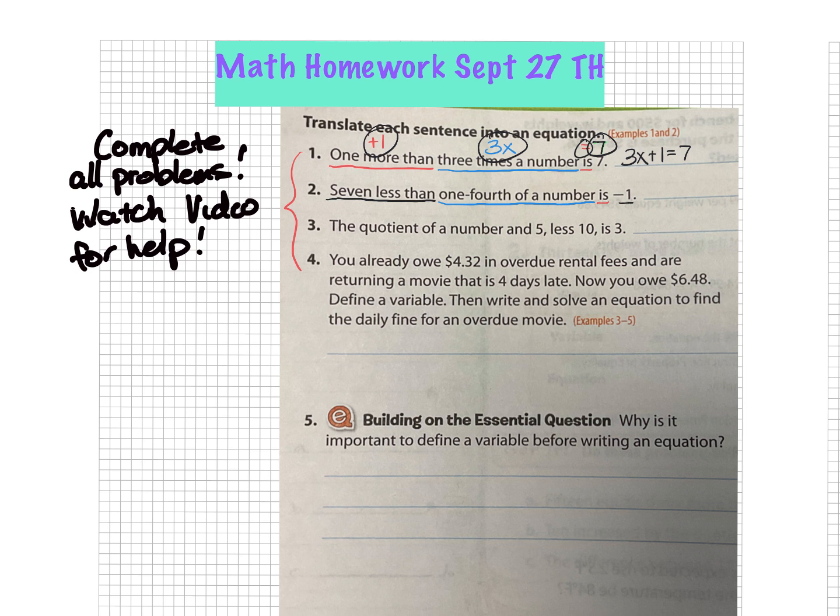Okay, number 3. The quotient, which means dividing something. So if you divide a certain number, let's call it x, and 5. So x divided by 5, that's what quotient means. Quotient means divided by. Less 10, minus 10, equals 3. x divided by 5 minus 10 is 3.